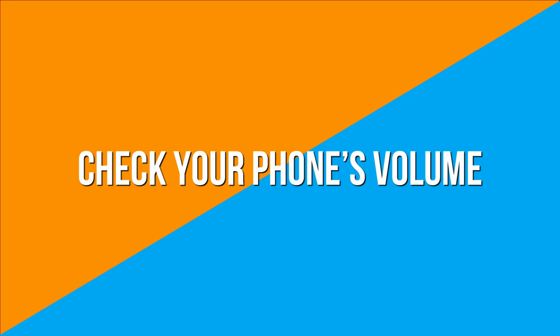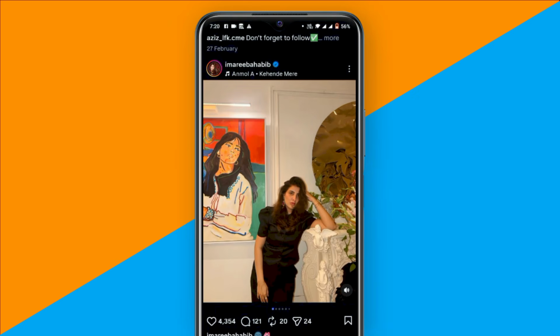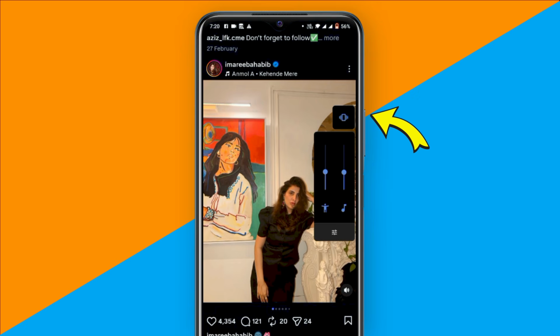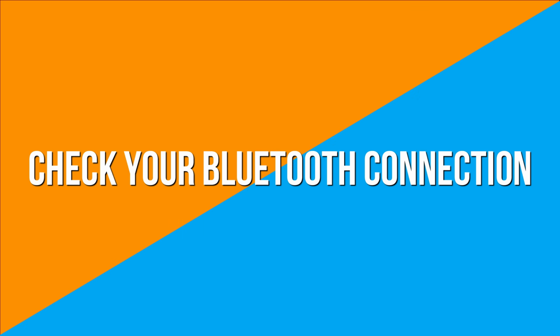Second, check your phone's volume. While the video is playing, press the volume up button on the side of your phone to increase the media volume. Third, check your Bluetooth connection.